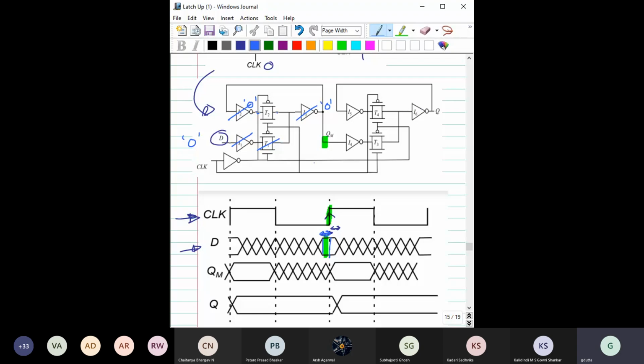Okay. Now, why do you think there should be some time after this clock during which the input should also be stable? Same? No. Then explain why same. Which inverter, which transmission gate should it be able to pass before that?